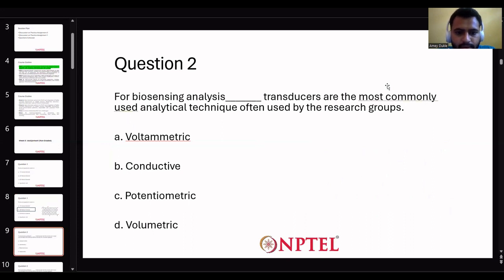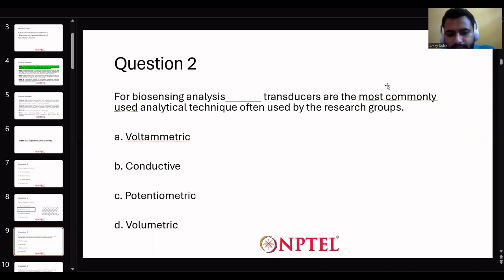So coming to question two. For biosensing analysis, dash transducers are the most commonly used analytical techniques, often used when the research group. Options are voltammetric, conductive, potentiometric, volumetric. So there are three main types of transducers: voltammetric, potentiometric, amperometric.